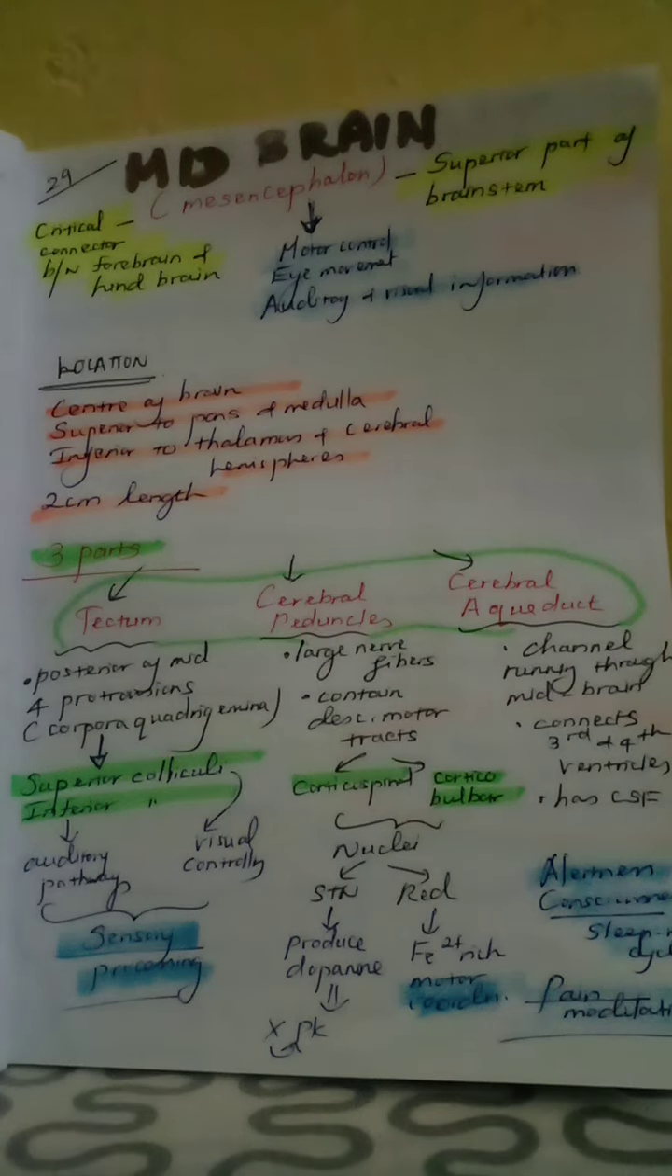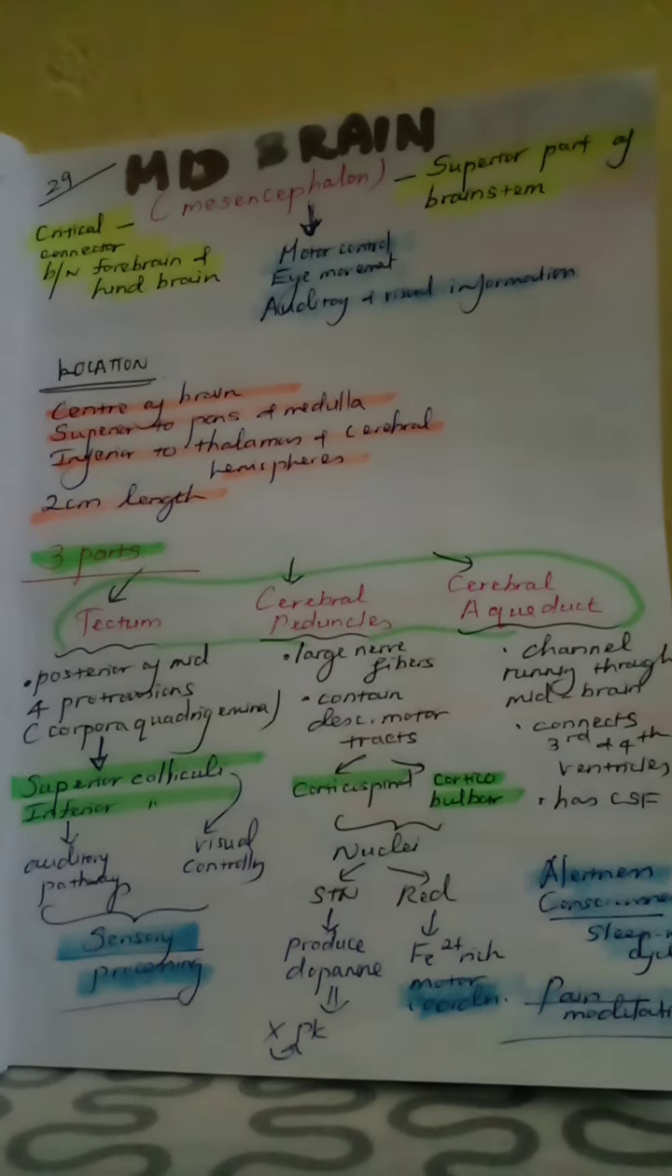Cerebral aqueduct is a channel running through the midbrain, connects the third and the fourth ventricles, and it has the CSF.